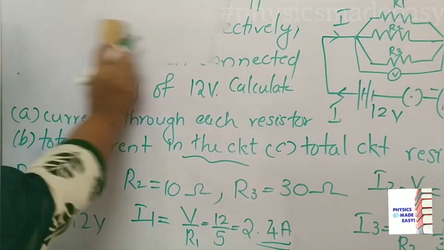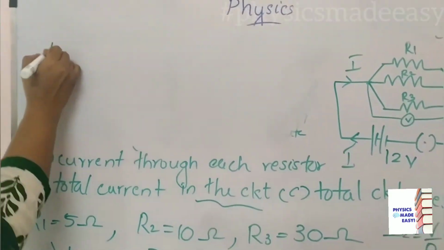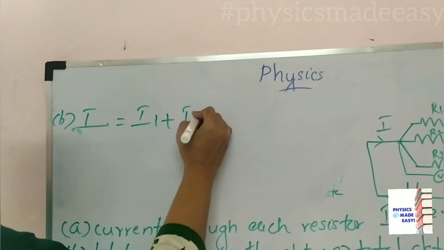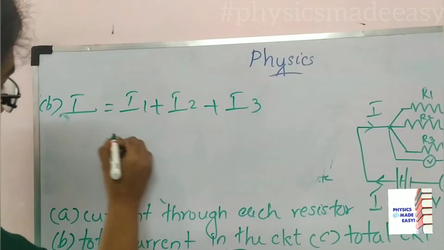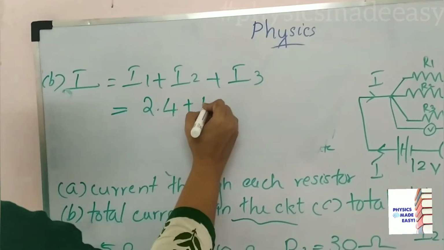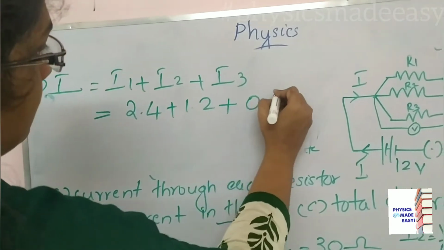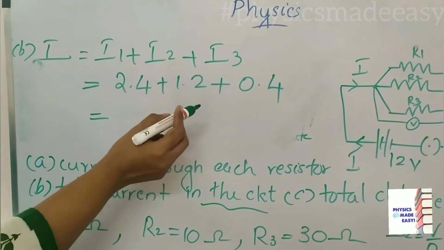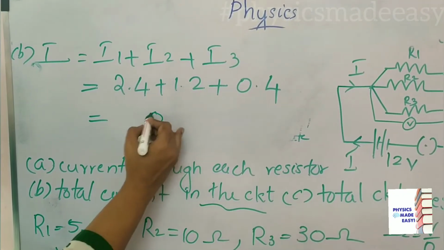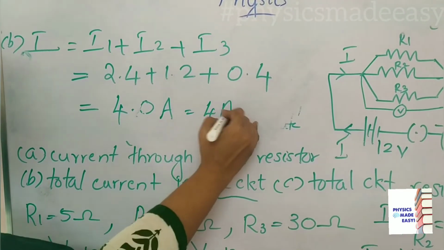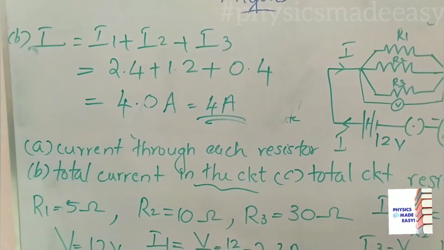Next we have to find the total current in the circuit. How to find the total current in the circuit? Here, total current we can take as I, that is equal to I1 plus I2 plus I3, that is equal to 2.4 plus 1.2 plus 0.4. That is equal to 4 ampere. That is the total current in the circuit.